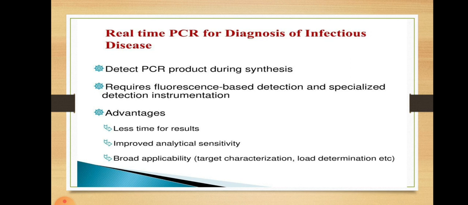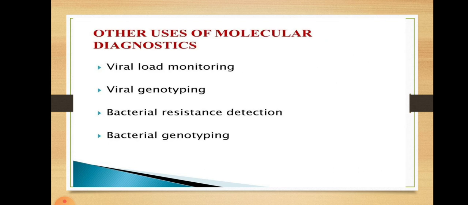Real-time PCR for diagnosis of infectious diseases detects the PCR product during synthesis. It requires fluorescence-based detection and specialized detection instrumentation. Advantages are less time for results, improved analytical sensitivity, and broad applicability, like target characterization and load determination. Other uses of molecular diagnosis are viral load monitoring, viral genotyping, bacterial resistance detection, and bacterial genotyping.